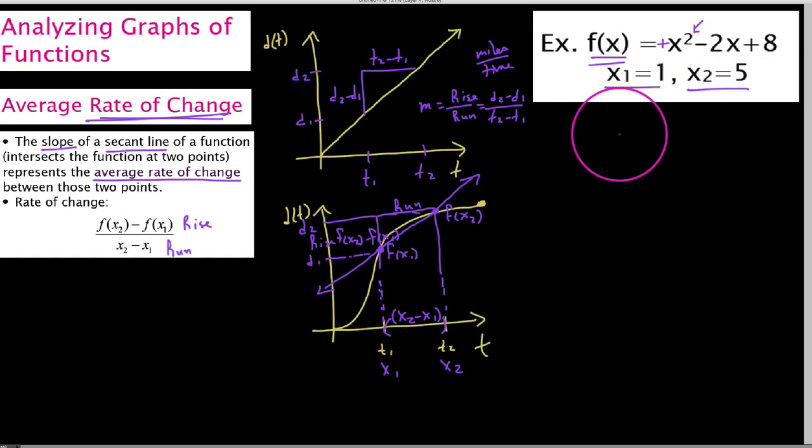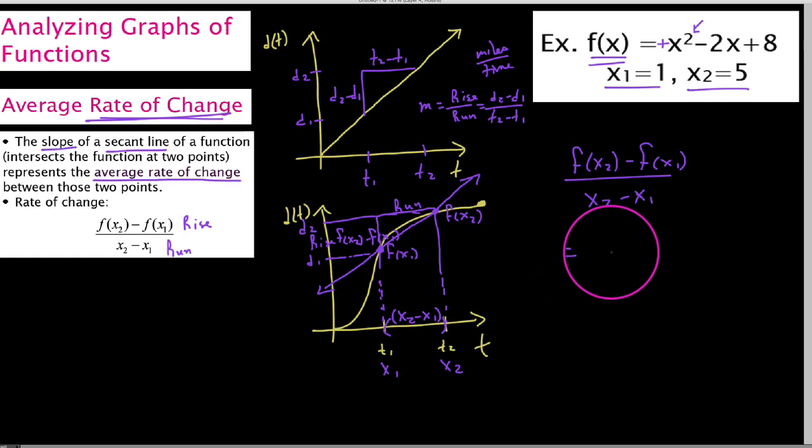So what we can do is we can start by saying, well, the average rate of change is defined as being f of x2 minus f of x1, our rise over our run, x2 minus x1. So since we have these two x values, I'm going to rewrite this expression this time. Really what it is, it's our y value at x2, which is going to be the y value when x equals 5, minus the y value when x equals 1. And this is all going to be over 5 minus 1.